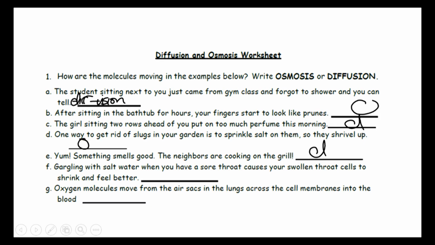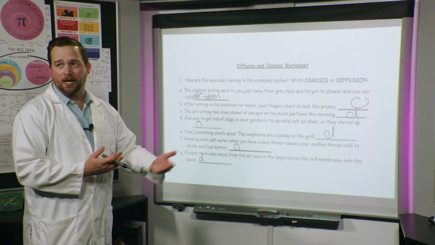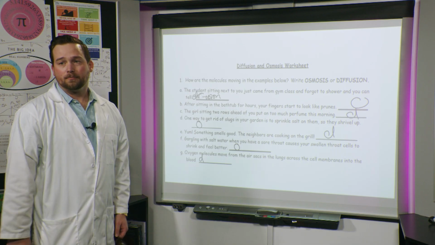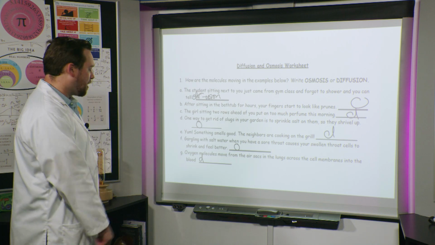Next, gargling with salt water when you have a sore throat causes your swollen throat cells to shrink and feel better. So what's going on there? If they're shriveling, that's probably water leaving, right? Well, if that's water leaving, that's going to be osmosis. Great. All right, and then here's the next one. Oxygen molecules move from the air sacs in the lungs across the cell membranes into the blood. Well, there's really no water moving here, so this is going to be diffusion. And oxygen moving in and out of your lung sacs like that is a great example of diffusion.